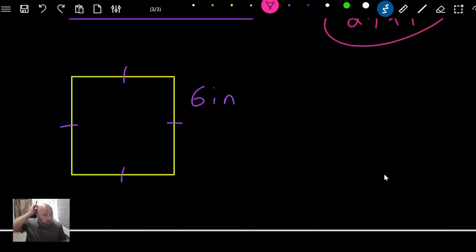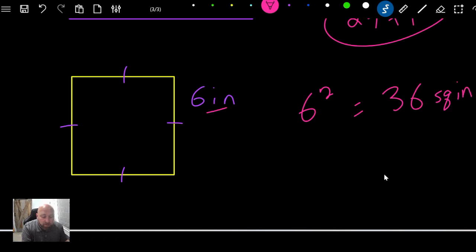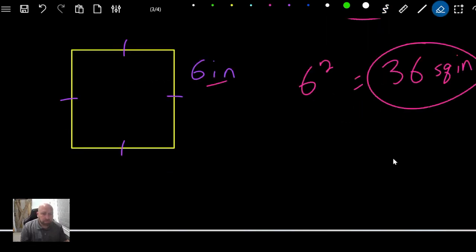All right, we have a square here. The square is 6-inch sides. So we're just going to do 6 squared. 6 times 6 equals 36, and those are inches. So I'll write it square inches just so you can see it that way as well. 36 square inches would be the answer for that one.